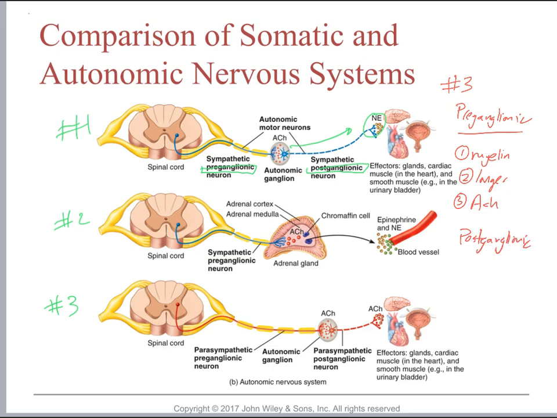Now that postganglionic neuron we see is unmyelinated, so there is no myelin there. It is relatively short in comparison to number 1. And number 3, the neurotransmitter secreting, in stark contrast to number 1, is acetylcholine, whereas number 1 was norepinephrine. So, before we talk about number 2, let's look at these differences and why this is happening. So, why are there differences between number 1 and number 2? Well, they're different divisions of the autonomic nervous system.